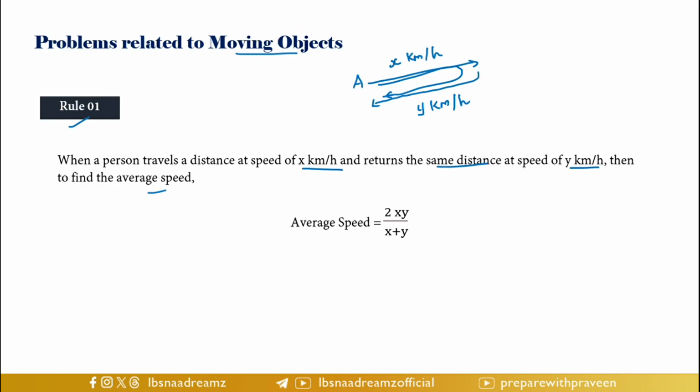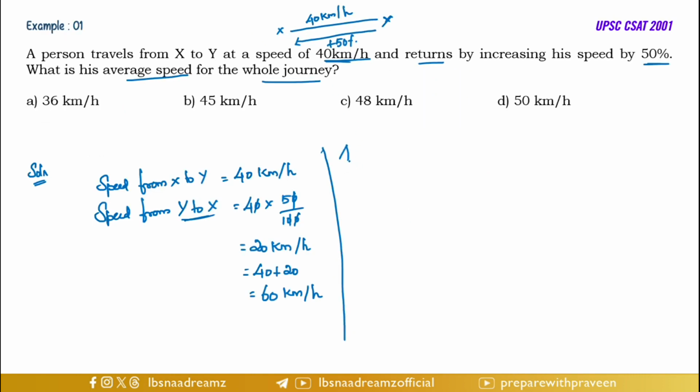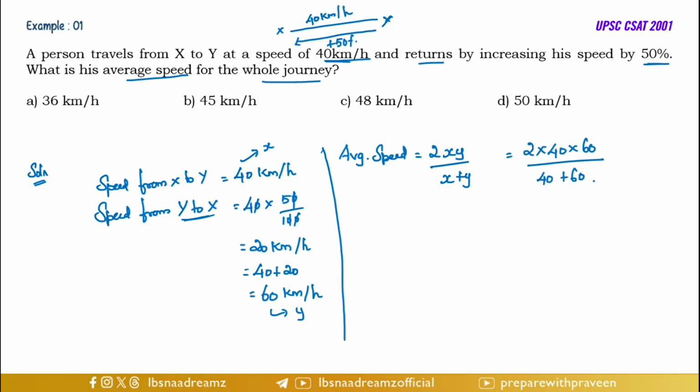Now let us apply the formula. So what is the formula? Average speed is equal to 2xy divided by x plus y. So average speed is equal to 2xy divided by x plus y. Let us take 40 as x and 60 as y. Okay, so 2 into 40 into 60 divided by 40 plus 60. So 2 into 40, 80, 80 into 60. So what is 80 into 60?